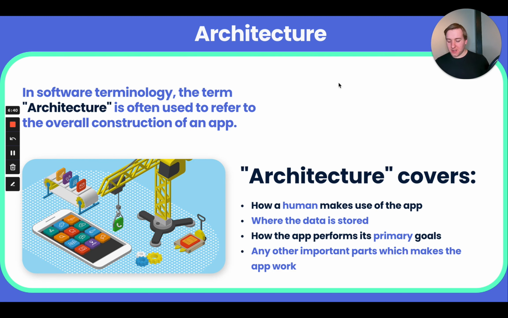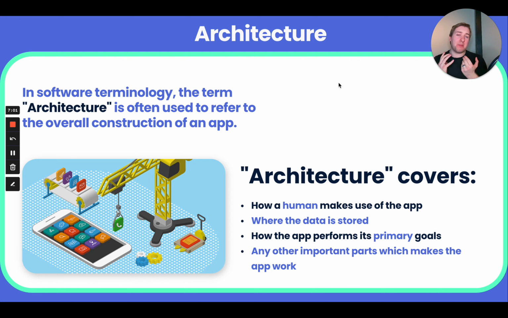So to understand how apps work and how they kind of fit together, in software we've got this terminology called architecture. And architecture kind of refers to the structure of your app, the construction of it, and how it kind of all works together. And so that can include, how does a human make use of the app? Where's the data stored? How does the app provide its primary goals?